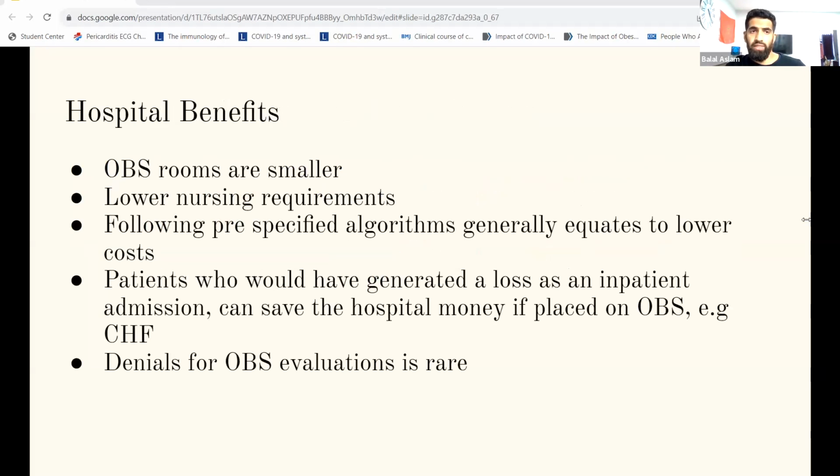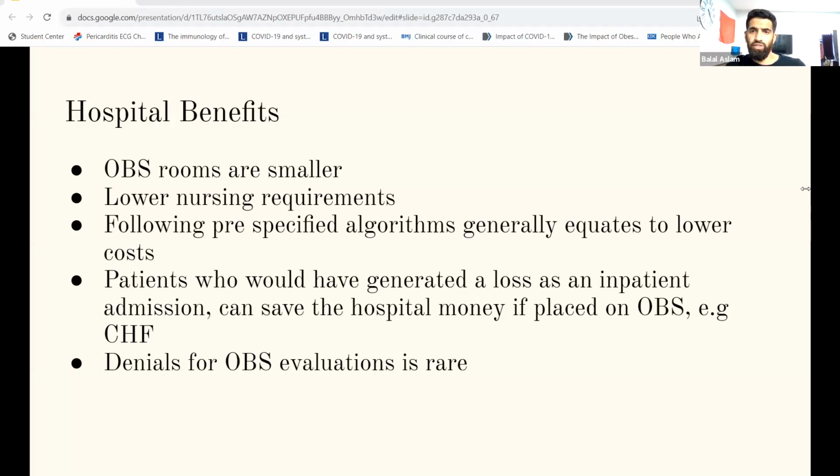There are a lot of benefits on the hospital end for having an observation unit. One thing is that OBS rooms are smaller. You can kind of see with our OBS unit, you just need an underused space inside of the hospital, and you can separate beds by curtains because the hospitals don't really have the requirements that an inpatient bed needs. They also have lower nursing requirements. Medical and surgical floors are usually staffed in a standard ratio, but observation patients don't need that ratio because they have much less needs and they've been pre-selected to be much less acute patients. When you follow pre-specified algorithms on these OBS patients, it generally equates to lower costs with similar outcomes.